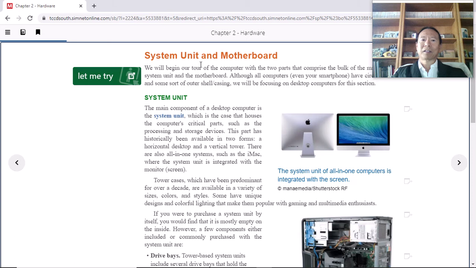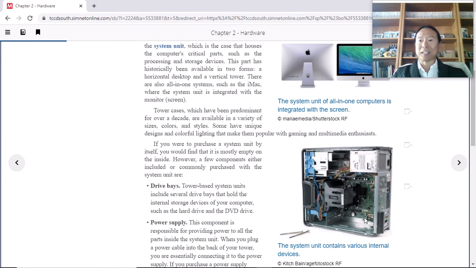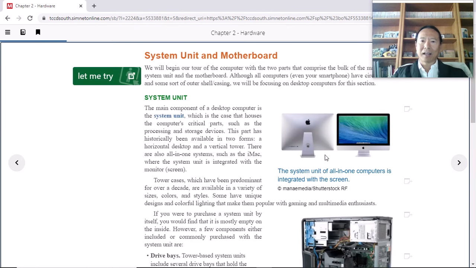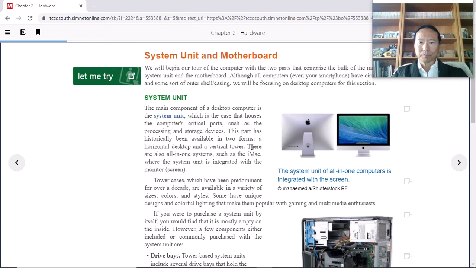System unit, as I mentioned, you get your desktop computer, you have something we call system unit, this box, and inside they have a motherboard. And somewhere in the motherboard, they have a CPU. Closer to the CPU, there's a fan.